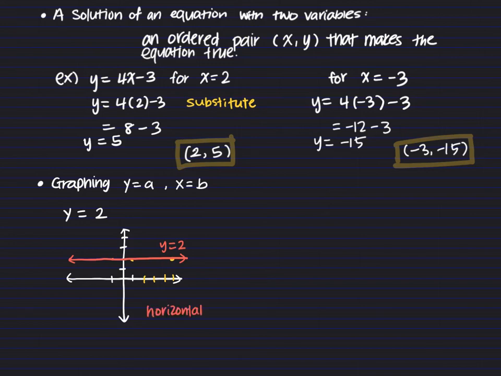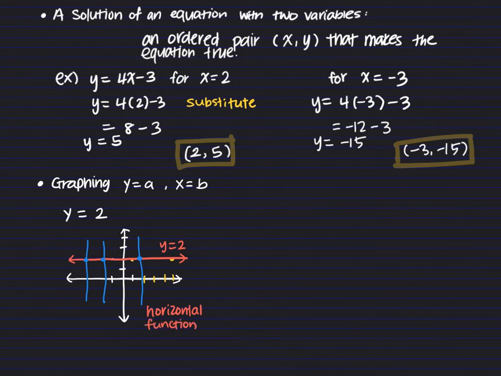Now, if you recall the test that we learned yesterday, the horizontal test, this is going to be a function because whichever line you draw, it's always going to pass by just one point. Right here, here, or here. So whenever you have a horizontal line, it's still going to be a function.